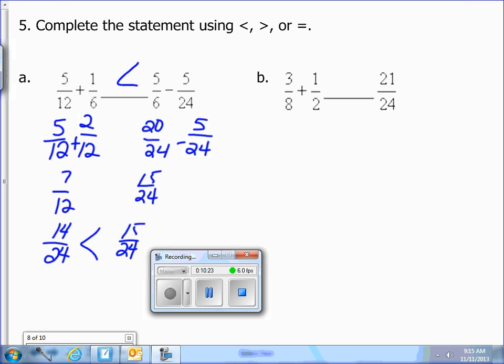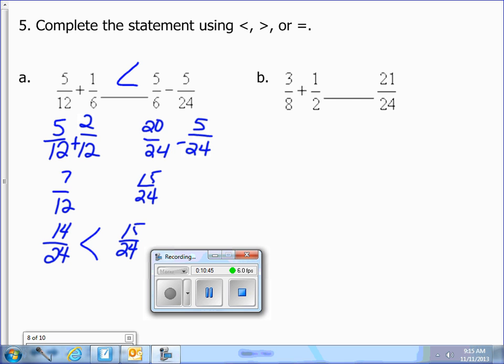Okay, you'll notice that we changed the left-hand side to a common denominator of 12, but you could have changed them to a common denominator of 24 because you looked at the entire problem and found a common denominator of 24. Either way is correct, it will be fine. Your final answer will be 14 over 24.